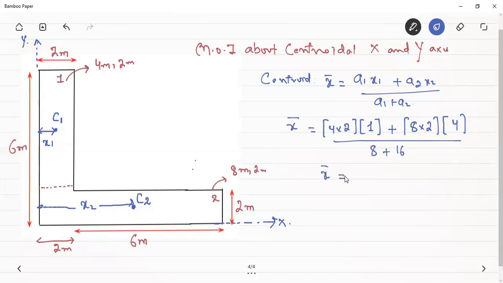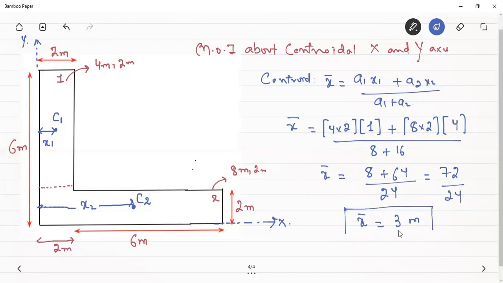So we can see that x bar will be equal to 8 plus 64, divided by 24, which is equal to 72 by 24. So this x bar will be equal to 3 meters. That is, the centroid of this complete figure will lie at a distance of 3 meters from this reference y-axis.